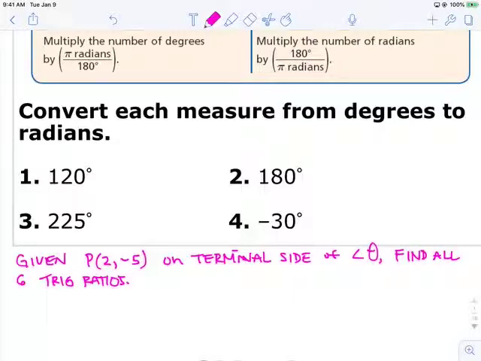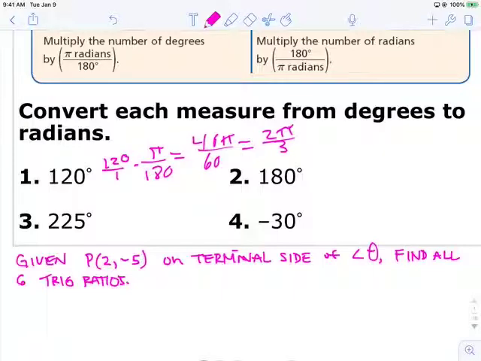For the first one, to convert degrees to radians, you'd have to multiply 120 over 1 times pi over 180, and simplified that would be 40 pi over 60, and simplified that would be 2 pi over 3.